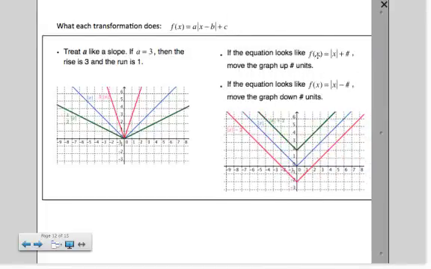If the equation looks like some absolute value plus a number on the outside, then that's a vertical shift. Okay, so this is vertical.